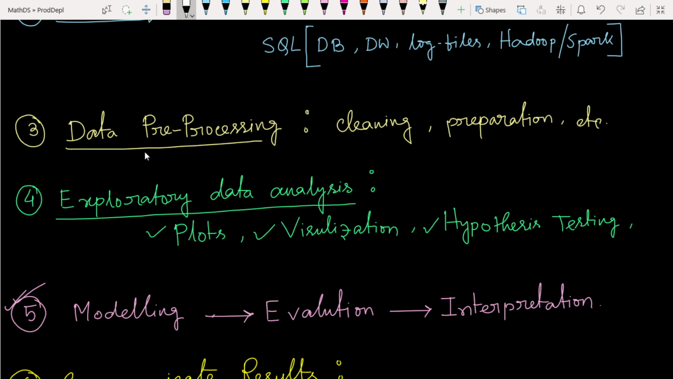We need it pre-processed, which means we have to clean the data. There is various raw data that we need to clean. We have to pre-process it, and we have to apply this kind of technique at this stage.